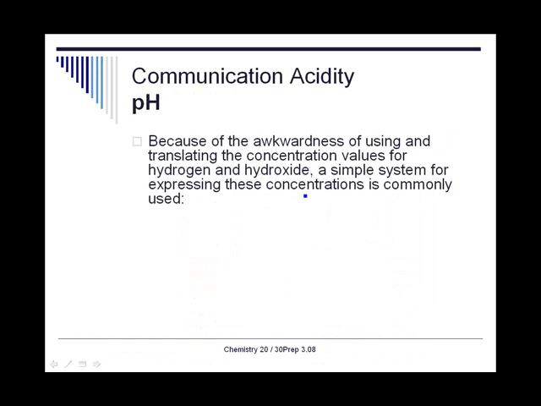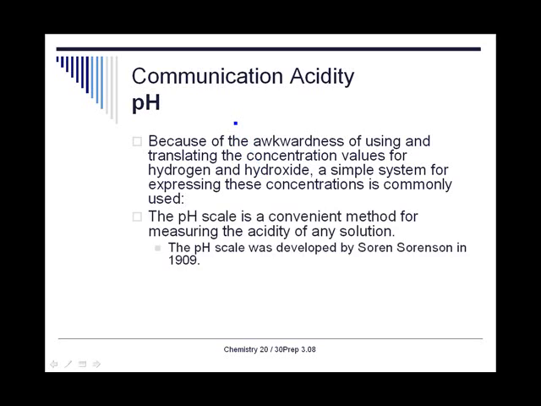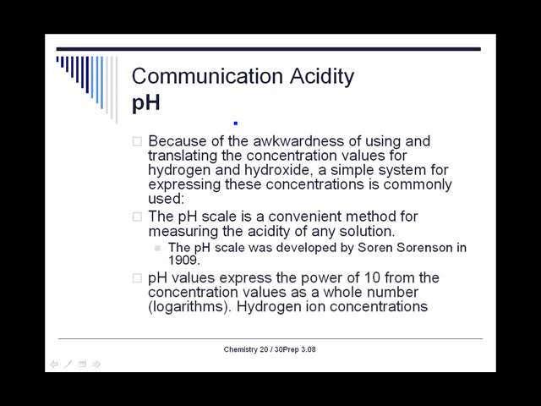So pH was developed because of the awkwardness of using these concentrations for acids and bases. For example, we saw that in water the concentration of hydronium ions was 1 times 10 to the negative 7th, which is a really small number. And for other acids and bases, they're going to be equally small decimal answers. So a system was developed to express these concentrations in a more convenient way. It was developed for measuring the acidity of any solution, and it was developed by Soren Sorensen in 1909.